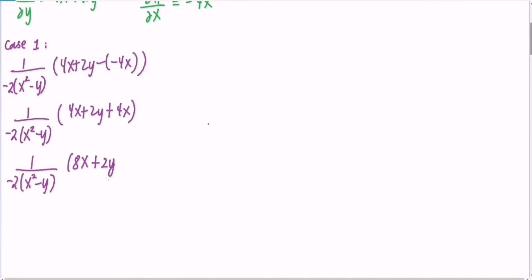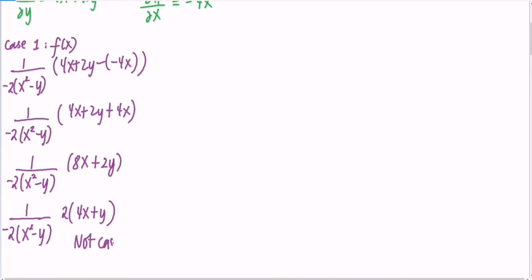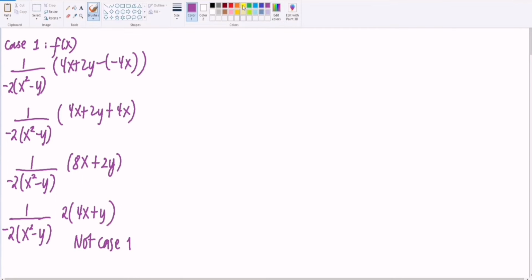Kahit anong gawin ata natin dito, guys, hindi siya makakancel, no? Kailangan kasi makancel tong y na to eh, kasi dapat x lang matira. Pagka case 1, f of x yan eh. So, kahit ilabas natin tong 2, yung common factor, ang matitira dito, 4x plus y. So, hindi siya makakancel. Therefore, not case 1. Okay? So, try natin si case 2.